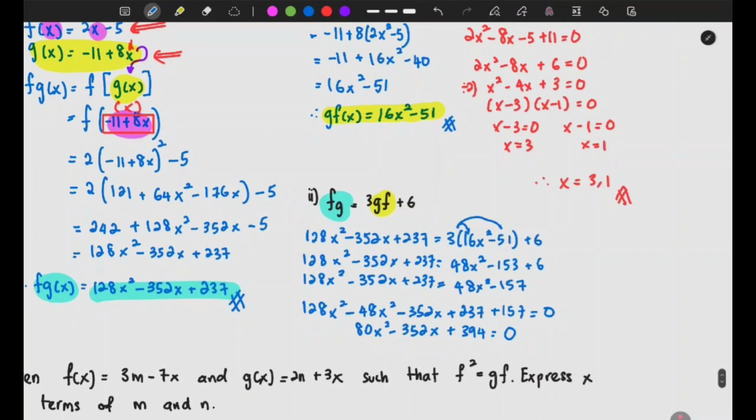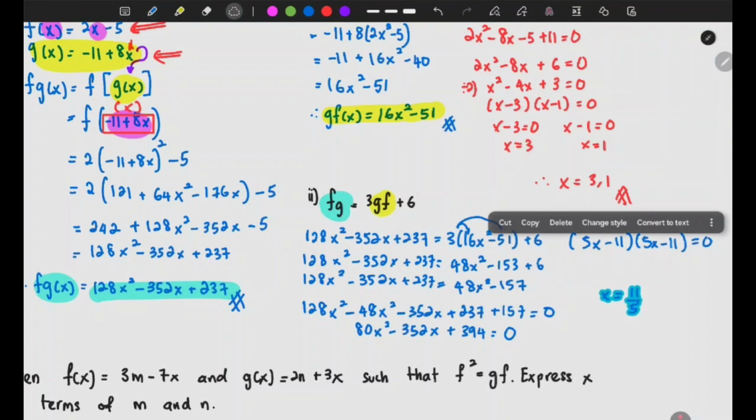So yeah, that means it's 5x minus 11. Just make it opposite, equals 0. And you write 5x minus 11 equals 0. My x is 11 over 5. Done.